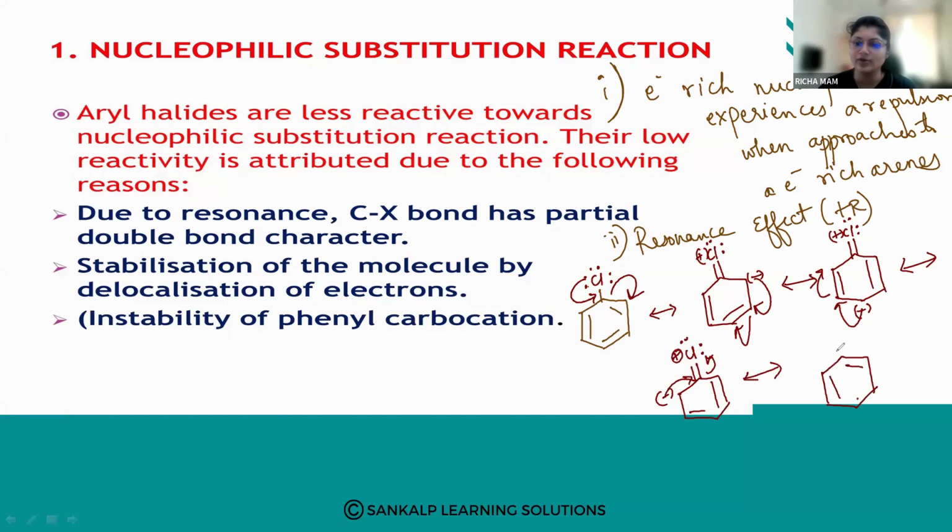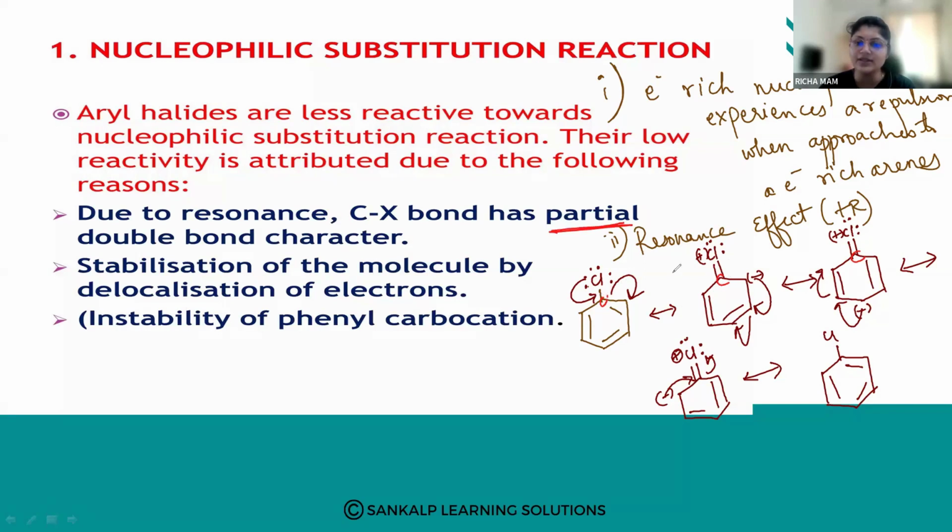You will get back your chlorobenzene. Okay, so now when I'm writing the resonance structures, you can see that this is your C-Cl bond. So what is happening when you're writing the resonance structures? The C-Cl bond is having a partial double bond character.